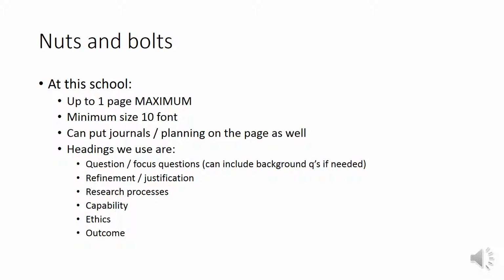Then we have refinement and justification, and this should just be a little paragraph that tells us about what you started with and then how you got to the topic and why you went there. The processes you're going to undertake, the capability that you've chosen. Remember, you can choose one or more. We're advising that you start with one, see how you go. Ethics, what's your ethics plan, and what you've chosen for your act.